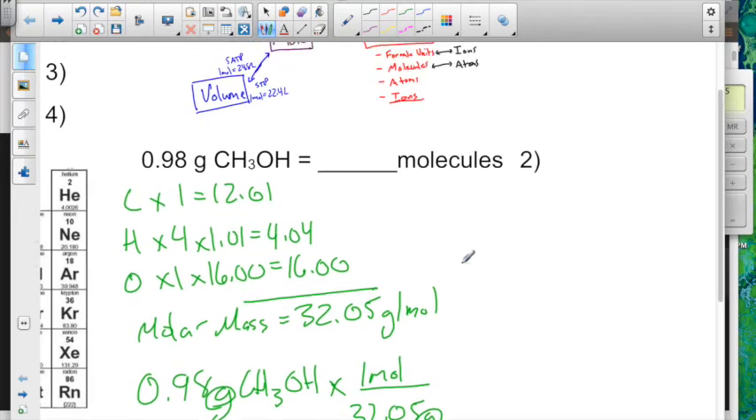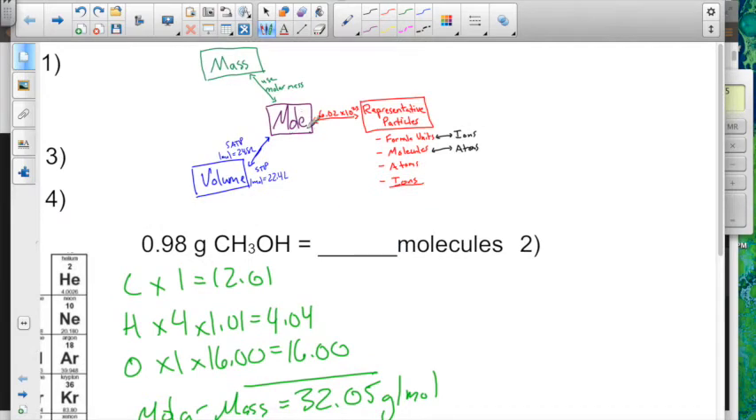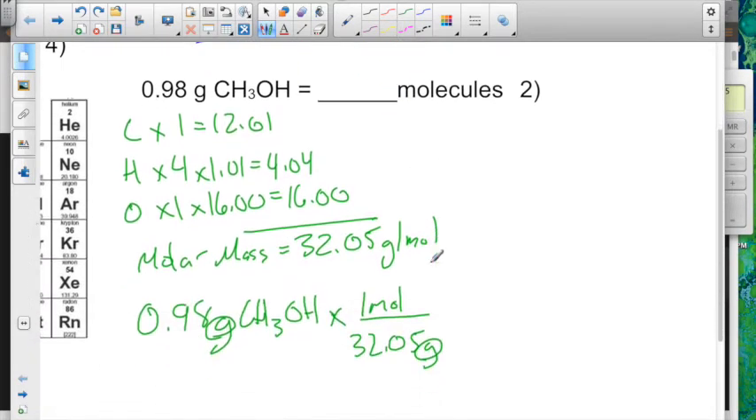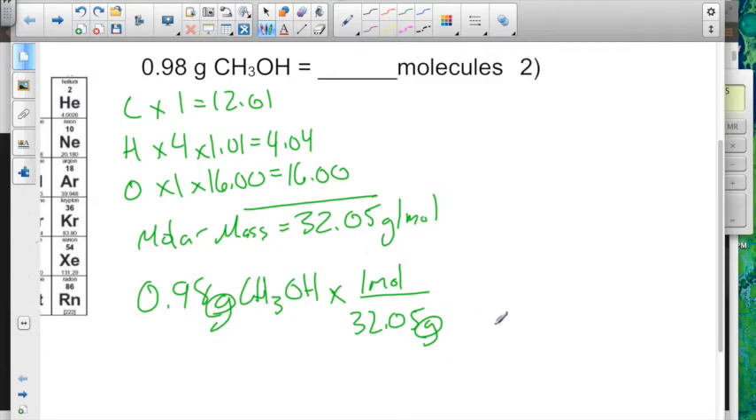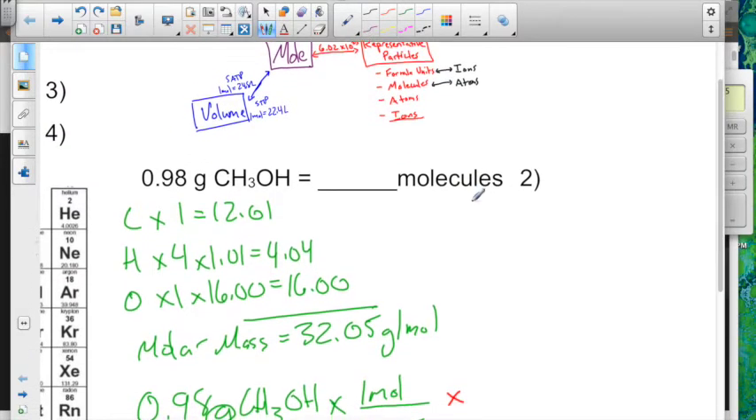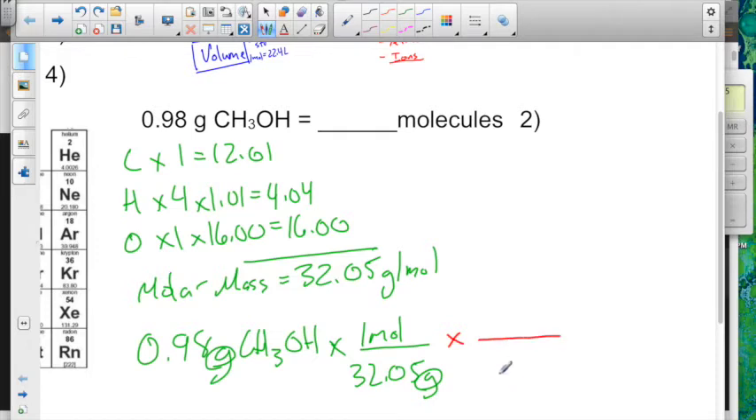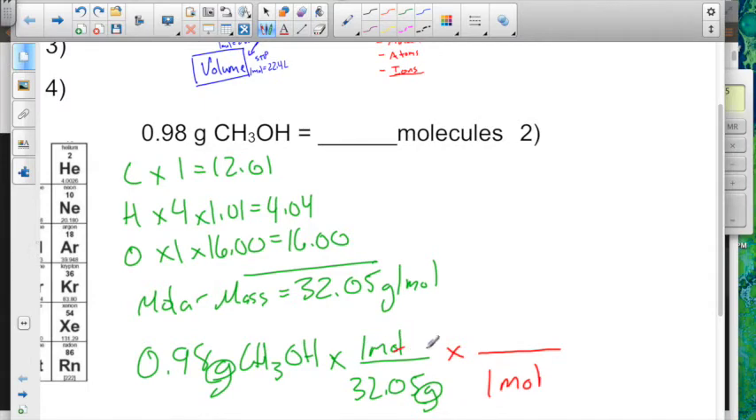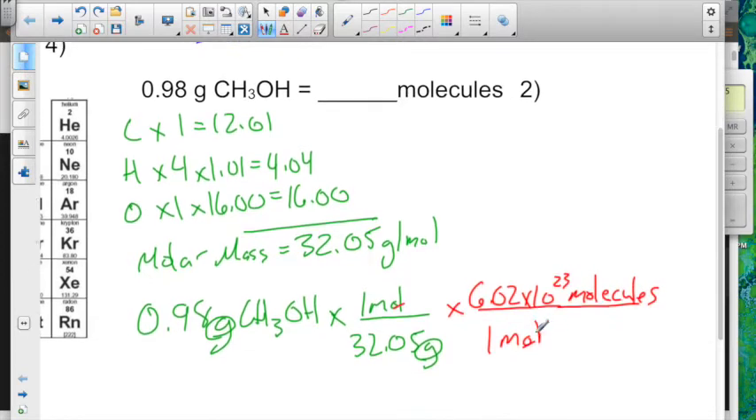So just to refresh your memory, we're going from mass to moles and then moles to representative particles. So this is the first step. Now, moles to representative particles, I have up here in red. And we use that 6.02 times 10 to the 23 number again. But be careful, we want our units to cancel. So we want 1 mole to cancel out our mole from before. And we will have 6.02 times 10 to the 23 molecules. Okay, so this is 2 steps. We go from mass to moles, and then from moles to molecules.